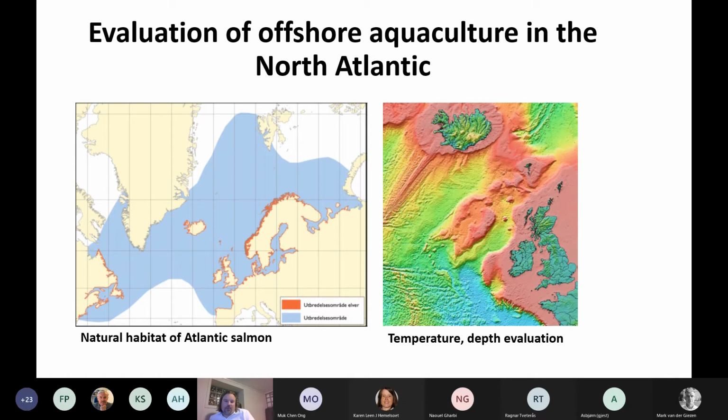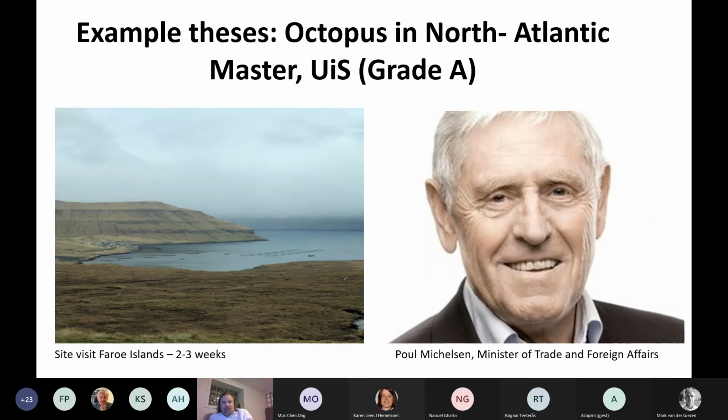And of course, you have Norway, but also the UK, Iceland, the Faroe Islands, Ireland, these places. So what is the temperature, the depth? Is it right for us and the fish? And if you go to the next slide, after a while, she concentrated on the Faroe Islands and she interviewed a lot of people there.